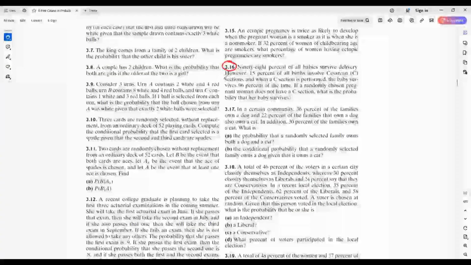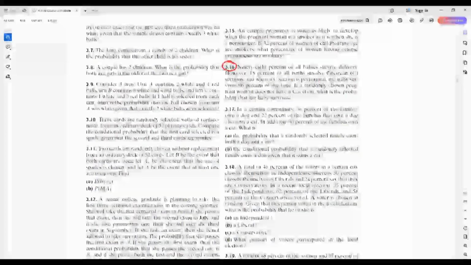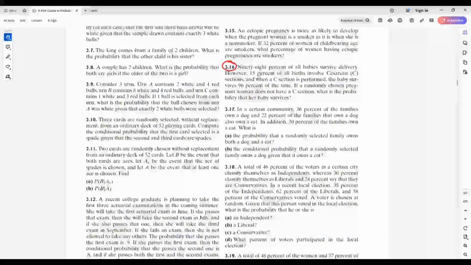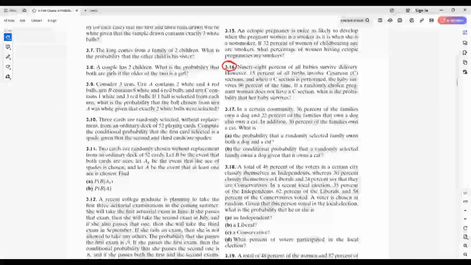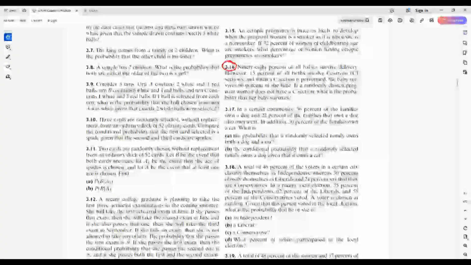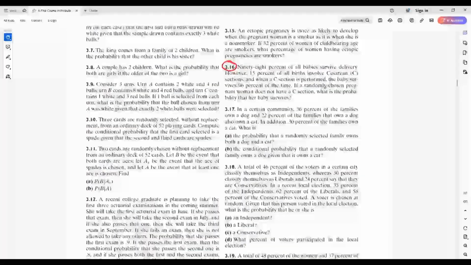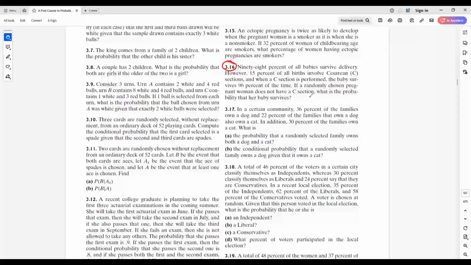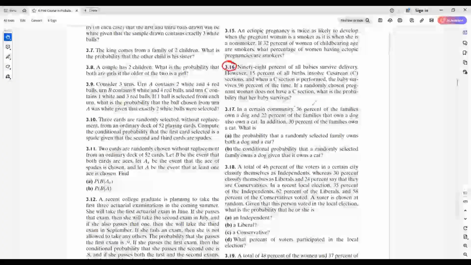Problem 3.16. 98% of all babies survive delivery. However, 15% of all births involve C-sections. And when a C-section is performed, the baby survives 96% of the time. If a randomly chosen pregnant woman does not have a C-section, what is the probability that her baby survives?